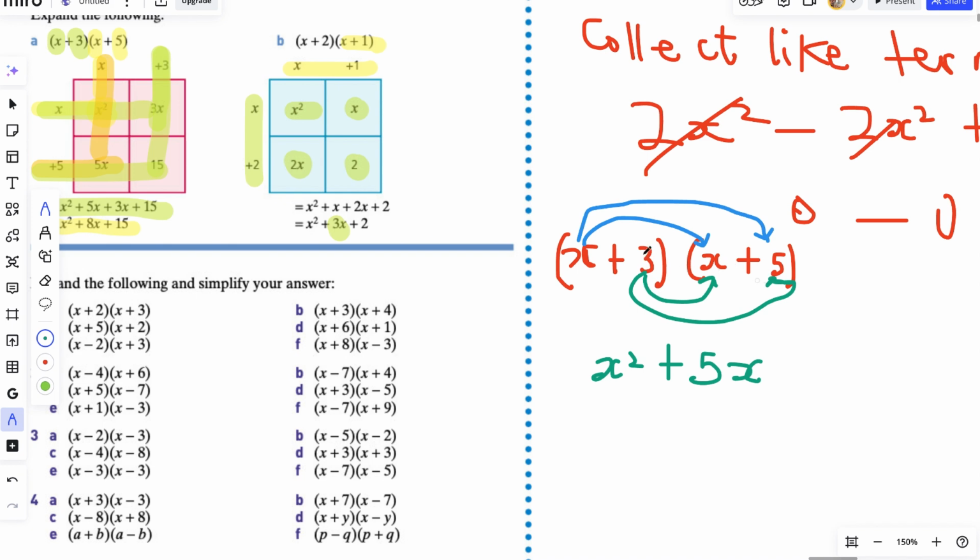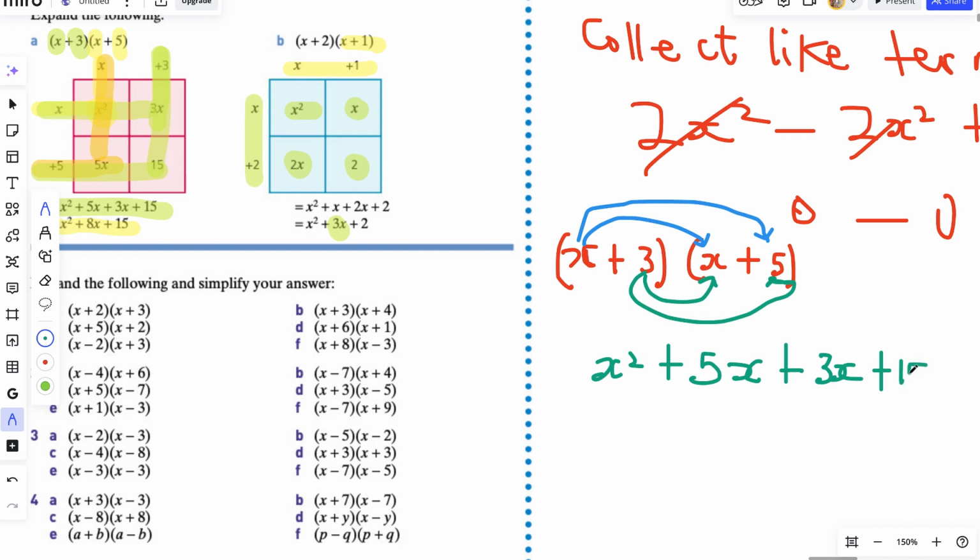Now we're going to take this one. We take 3 multiplied by x, 3 multiplied by this x is 3x, so we write it down. And then we move to the last one. We say this 3 multiplied by 5. 3 multiplied by 5, we get 15, we write it down.